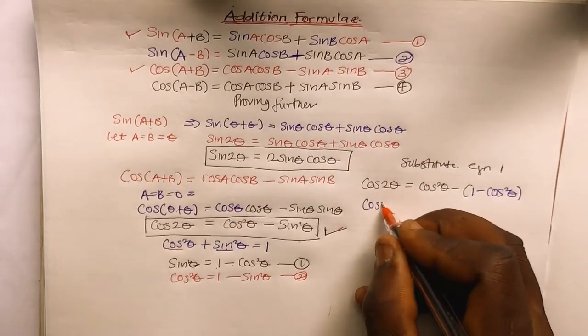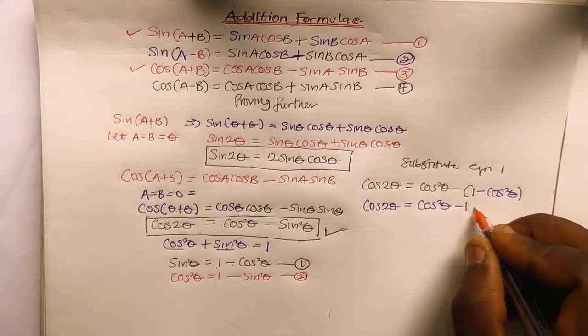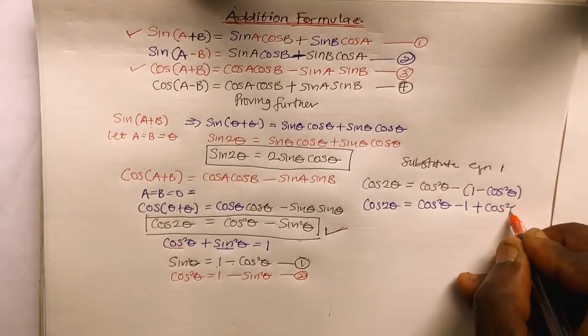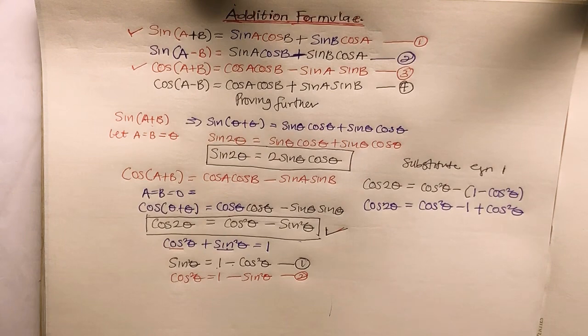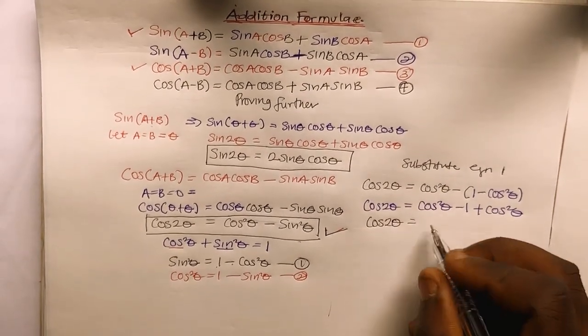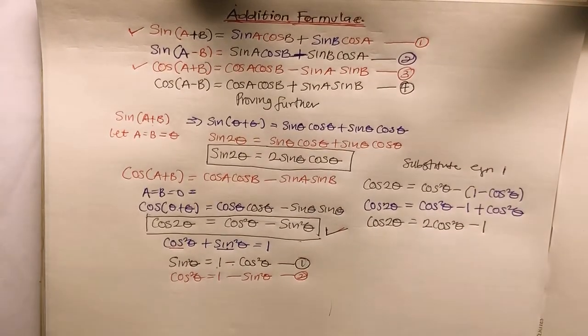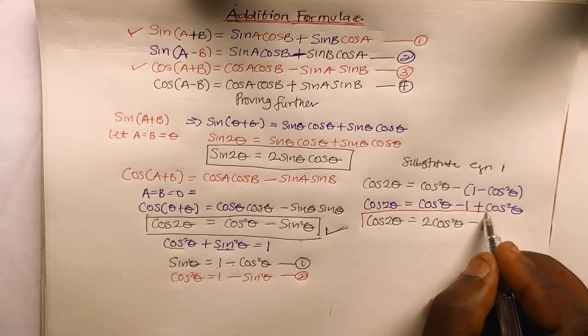Then open the bracket. We're going to have cos 2 theta equals cos square theta minus 1 plus cos square theta. Then try to simplify. You are going to have cos 2 theta, which is also the same as, this plus this, 2 cos square theta minus 1. So this is the third formula I'm having.